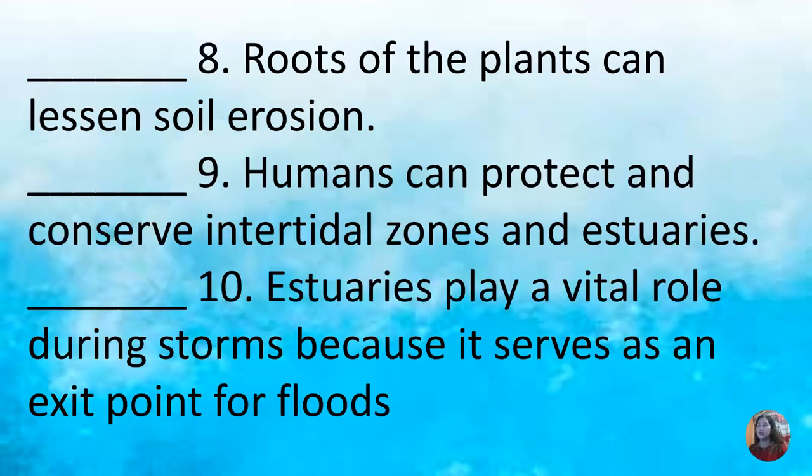Number 8. Roots of the plants can lessen soil erosion. Number 9. Humans can protect and conserve intertidal zones and estuaries. Number 10. Estuaries play a vital role during storms because they serve as an exit point for floods.